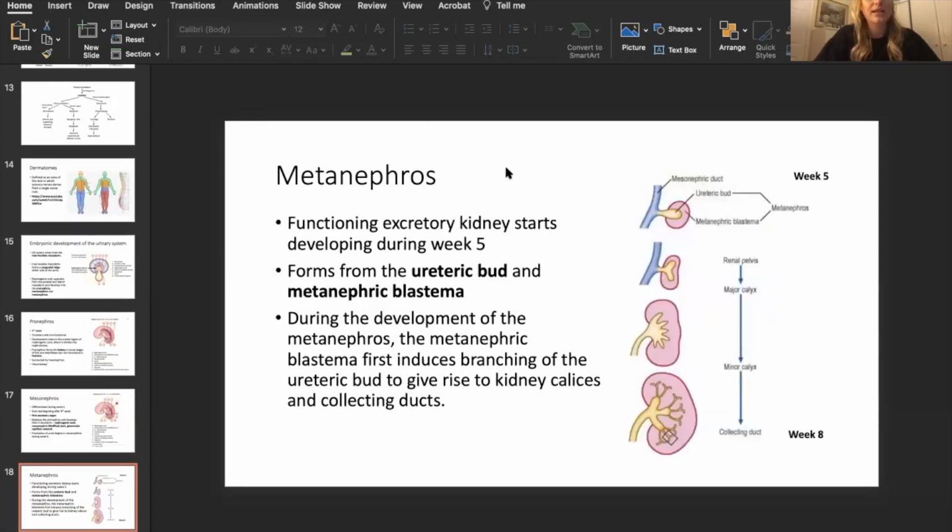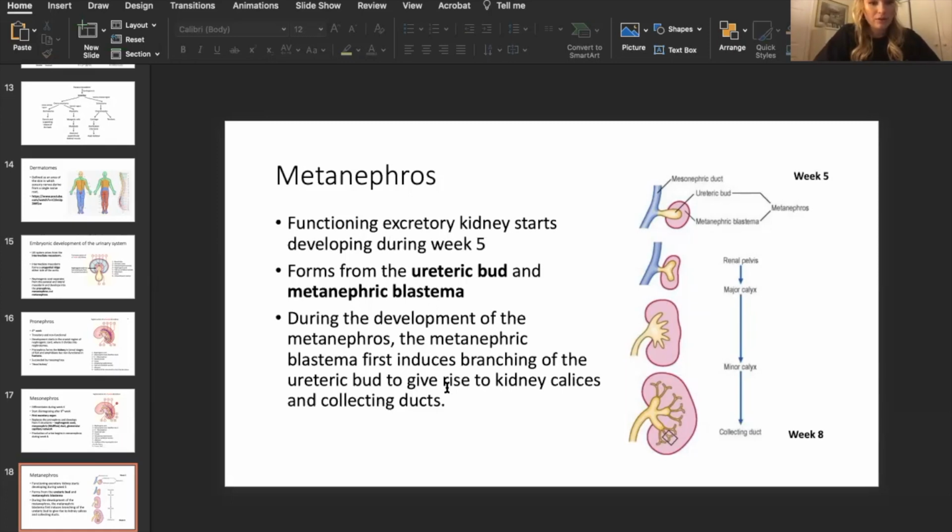This is because it's taken over by the metanephros, which is the functioning excretory kidney, and this basically persists in adults. So this is what we all end up with, and it's not taken over by anything else. This starts development during week 5, and it forms from the ureteric bud and the metanephric blastema.